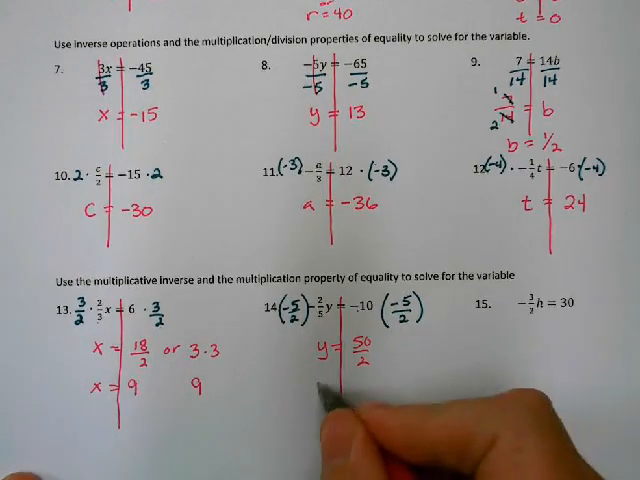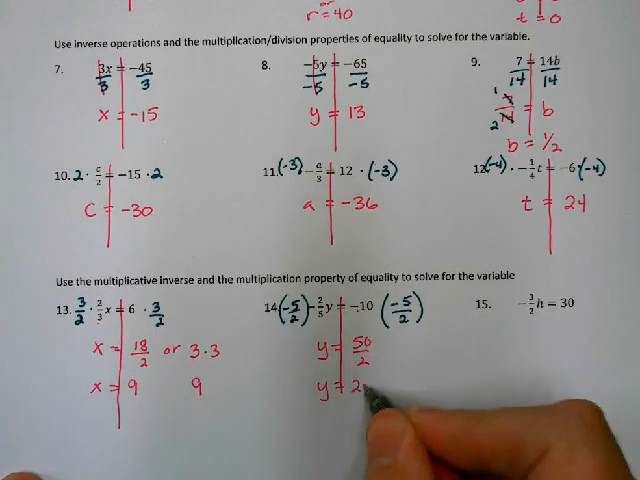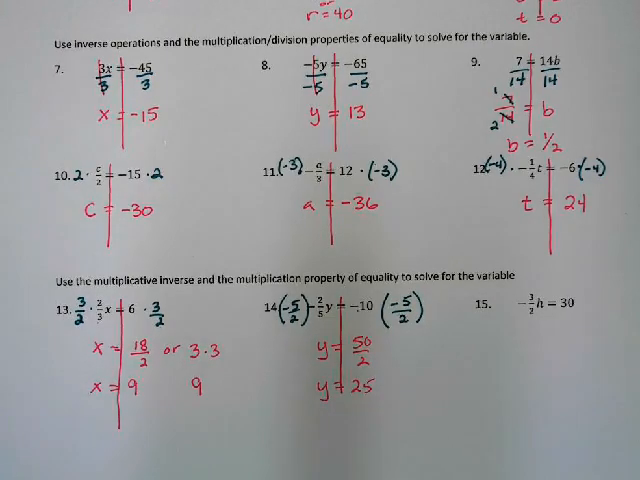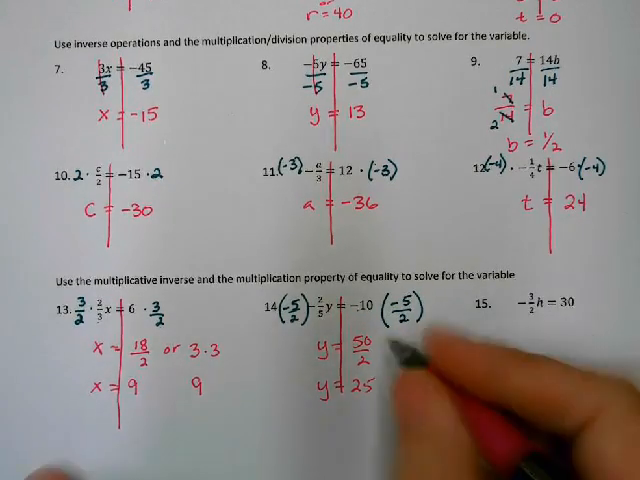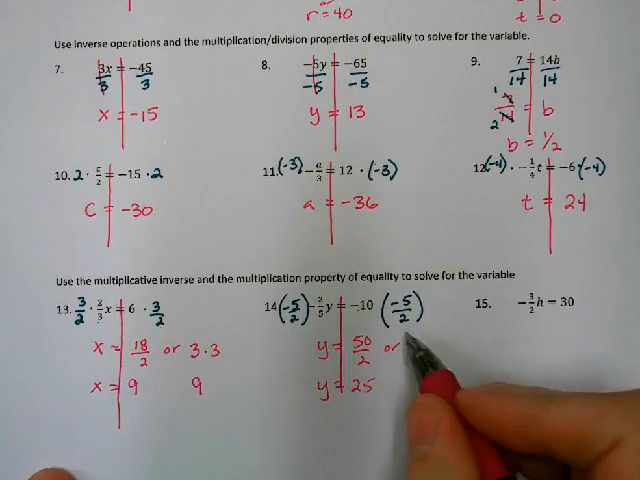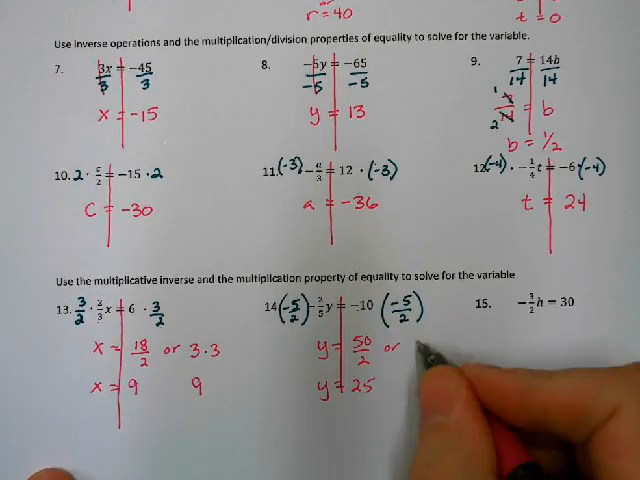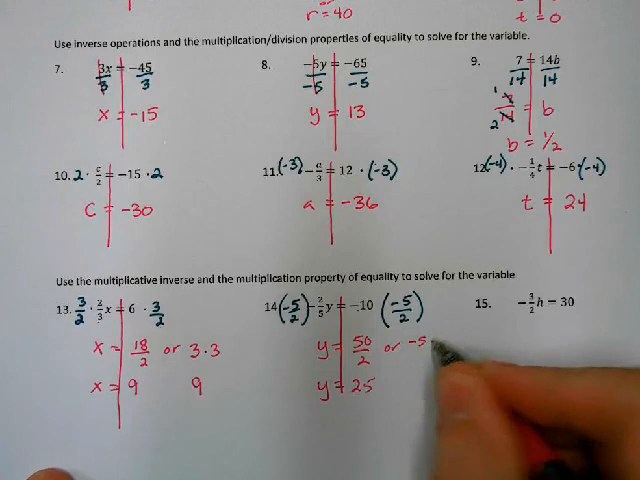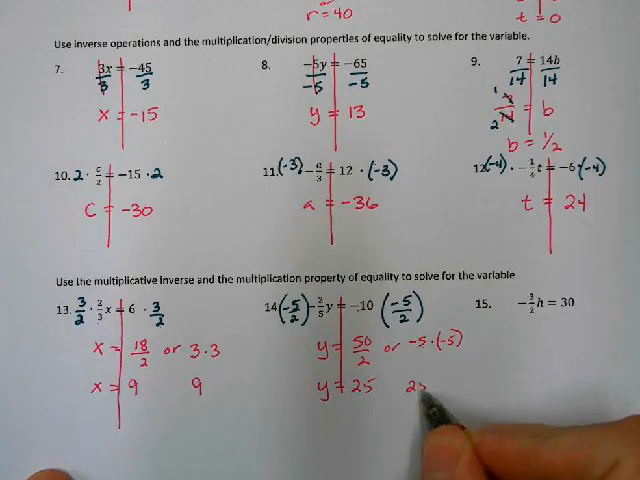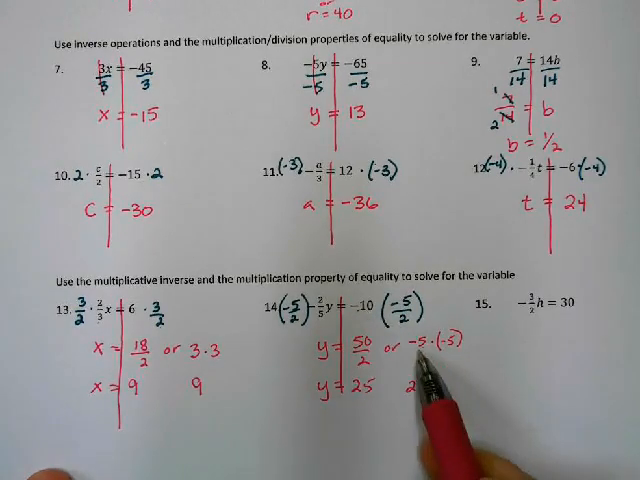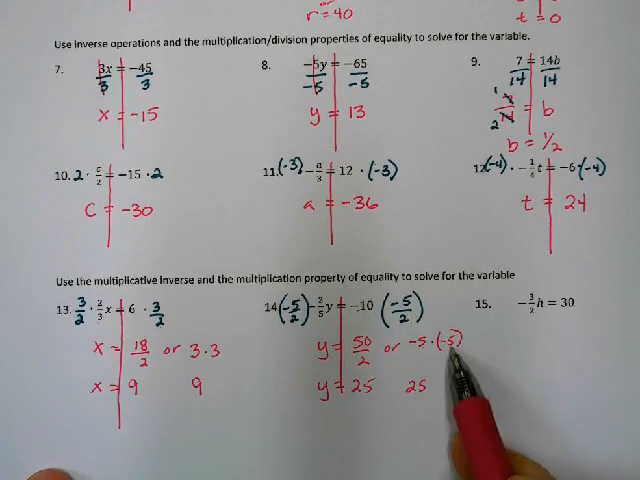Now remember, I said you could do the other order. So if I divide by 2 first, I could have gotten instead y is equal to negative 10 divided by 2 is negative 5. And then we're going to multiply by that negative 5 that's still there. Negative 5 times negative 5 is 25. I'm getting the same answer. I divided by 2 and got negative 5, and then I multiplied by negative 5 and got 25. Either way works. Last one.